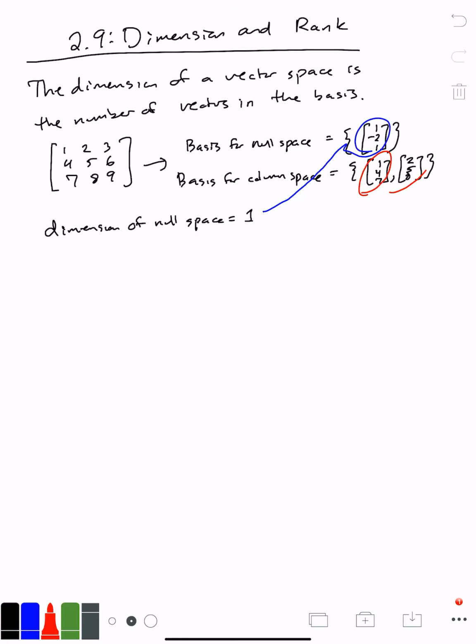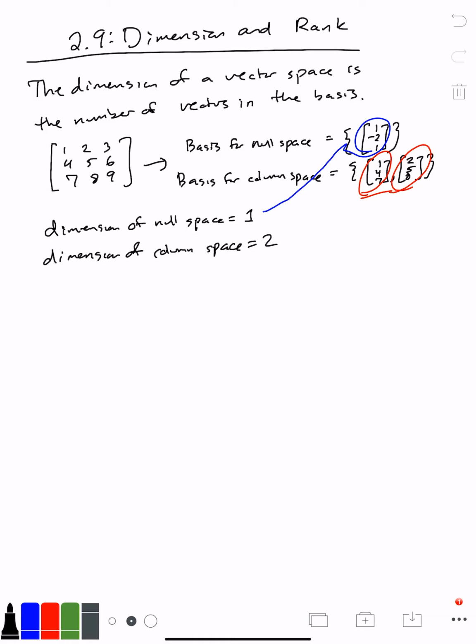On the other hand, the dimension of the column space would be 2, because there's 2 vectors there. So all you have to do is count how many vectors are in the basis, and that will give you the dimension of that particular space.